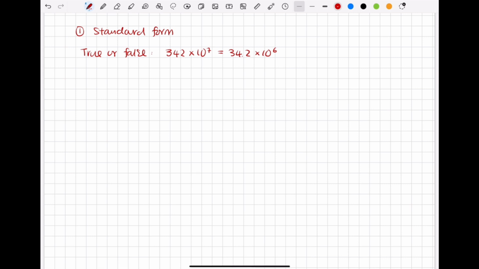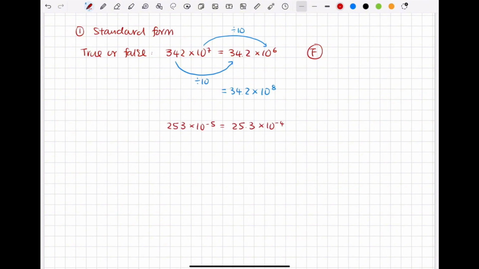So the first one is incorrect. It's because for the first number, we have been divided by 10, and then for the second number, we also divided by 10. So that means the number is getting 100 times smaller. Instead, if we wanted to write it as 34.2 times 10 to the power of something, we should be multiplying 10 to the 7 by 10 to get 10 to the 8.